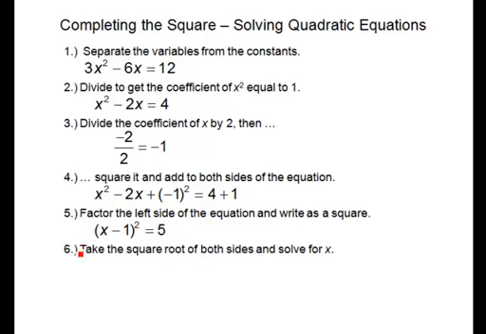Now that I've done that, all I have to do is take the square root of both sides and solve for x. So when I take the square root of both sides, I'm going to get x minus 1 on this side equals plus or minus the square root of 5. Don't forget the plus or minus. Now the only thing I have to do is add 1 to both sides. X is equal to 1 plus or minus the square root of 5.